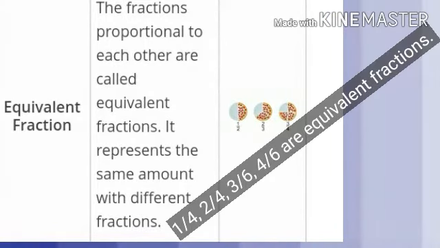Equivalent fraction. The fractions proportional to each other are called equivalent fractions. It represents the same amount with different fractions. 1 upon 4, 2 upon 4, 3 upon 6, 4 upon 6 are equivalent fractions.